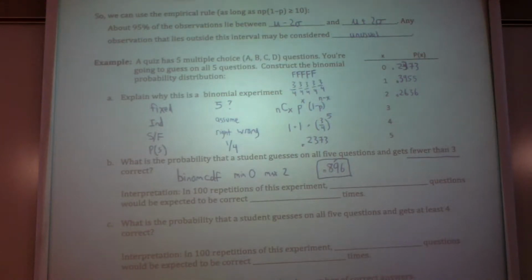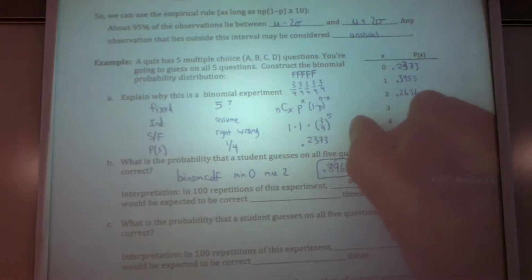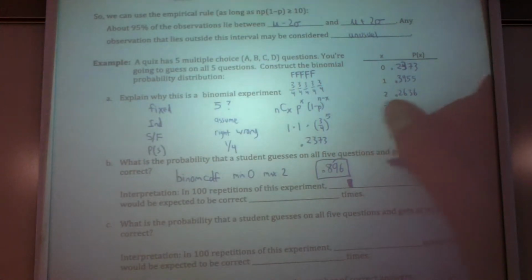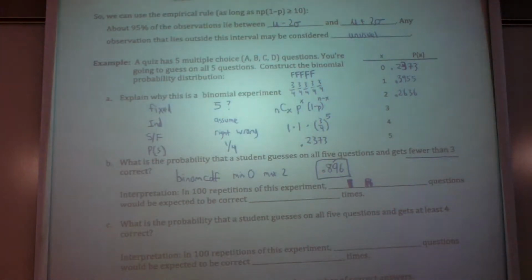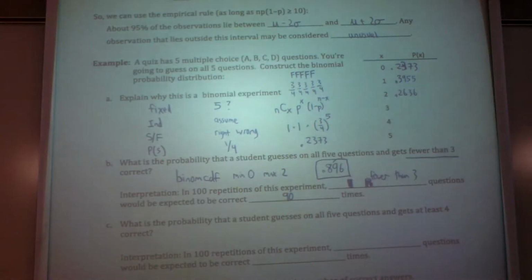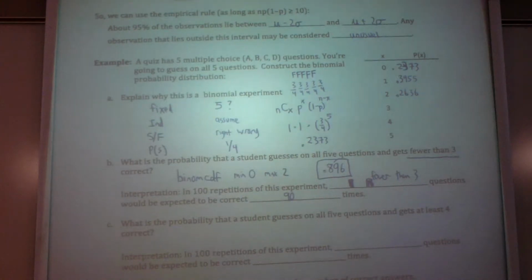What that means is that if you were to repeat this 100 times, if you were to take 100 quizzes with 5 questions, this is going to be how many questions you get right. Oh brother, sorry, I'm writing that down. In 100 repetitions of this experiment, fewer than 3 questions would be correct 90% of the time. Does that make sense? So we were saying, what's the probability that you get fewer than 3 correct? Well, if we did 100 times, then you get fewer than 3 on 90 of those, about 90, give or take.